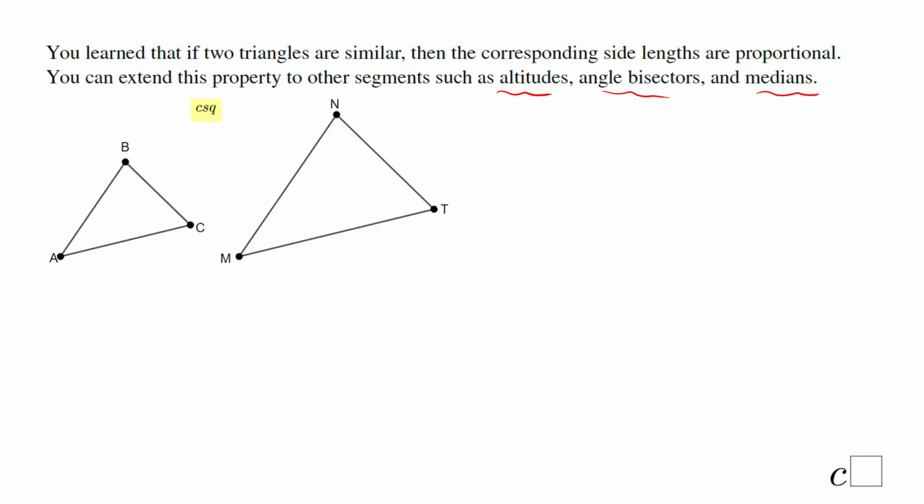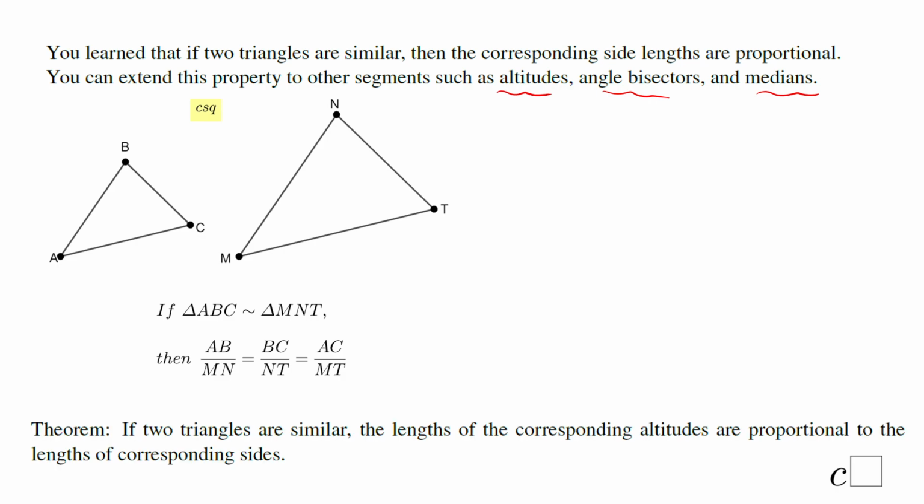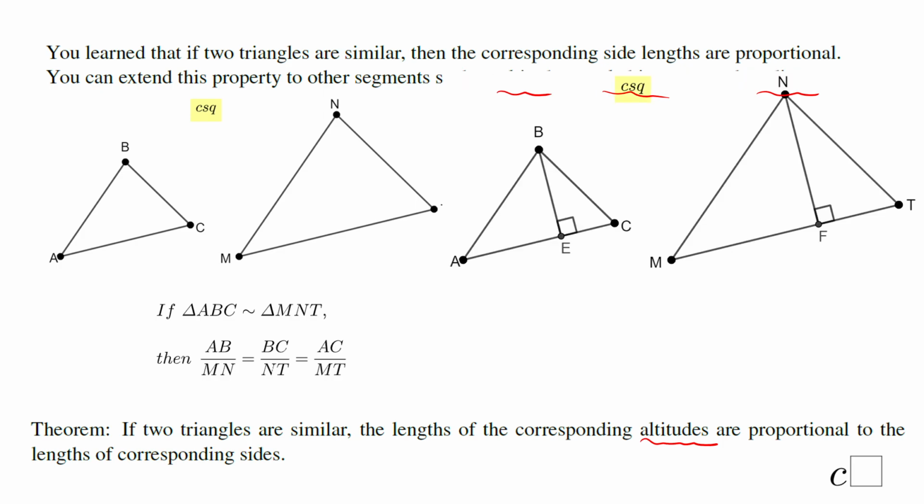If we have two similar triangles, like in this case, then we can write this extended proportion, how it's called. But then, like I said, we can extend this property to, for example, the altitude. So in this theorem, if two triangles are similar, the lengths of the corresponding altitudes are proportional to the lengths of the corresponding sides. So let's take a look.